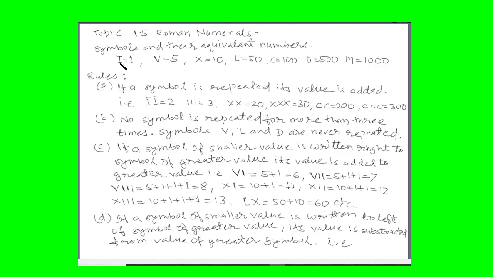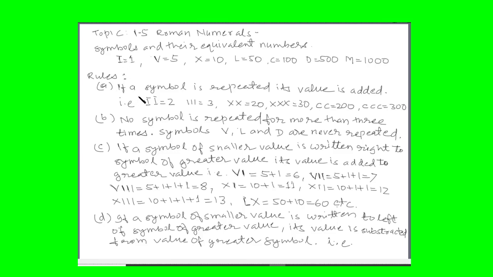So, first Roman numeral is I, which is equal to 1. V, which is equal to 5, X, which is equal to 10, L, which is equal to 50, C, which is equal to 100, D, which is equal to 500, and M, which is equal to 1000. So these are our symbols of Roman numerals. Now, prior to making the numbers, we go to the rules.